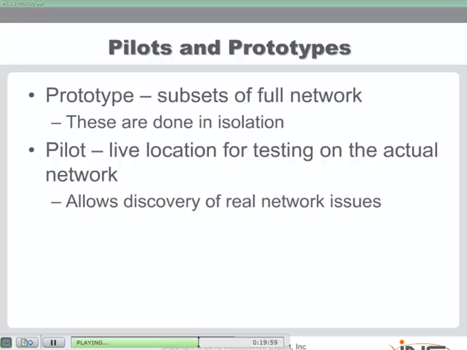A prototype is a subset of the full network, or sometimes it's a representation of the full network. So it's a smaller scale version of the full network. But here's the thing, it's done in isolation. Okay, so it is built in complete and total isolation. And we do the prototype for experimenting and making sure that we understand the technologies, the company understands the technologies, they see how they're going to work, and they get a full proof of concept that it will work.